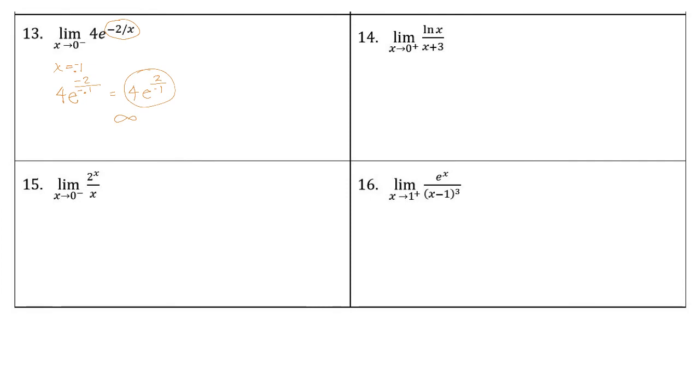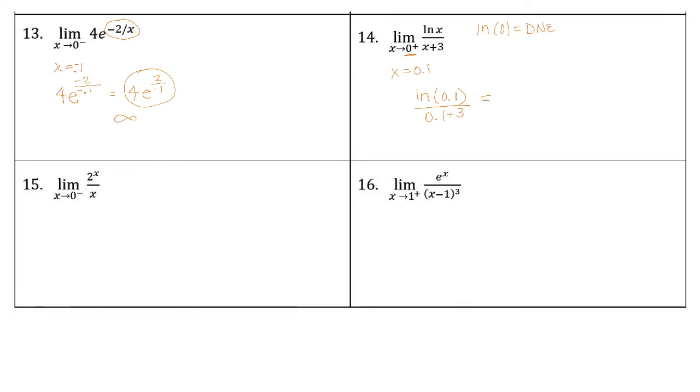If I plug in 0, I'm going to get weird stuff here, because natural log of 0 does not exist. So that's treated just the same as a vertical asymptote. And so we need to find a value a little bit to the right. So I'm going to let x equal 0.1. And so whenever I start subbing in, I'm going to look at it from the right, 0.1. So I'm going to have the natural log of 0.1 over 0.1 plus 3.